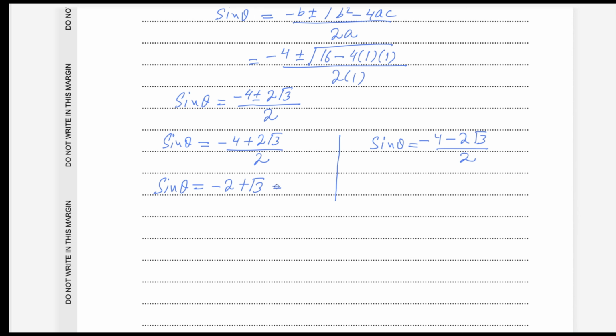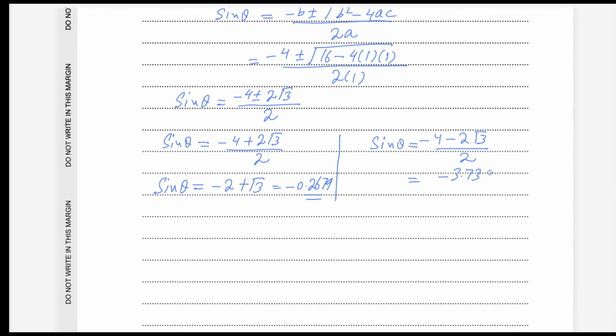If you convert this one into a decimal, we are getting the answer as minus 0.2679. And also write this value as is in your calculator and press equal, we will get the answer as minus 3.73.